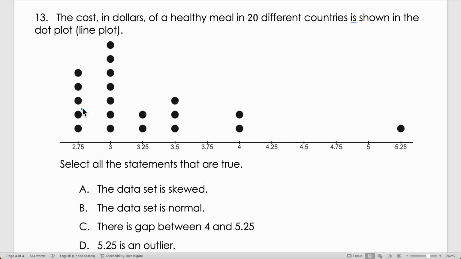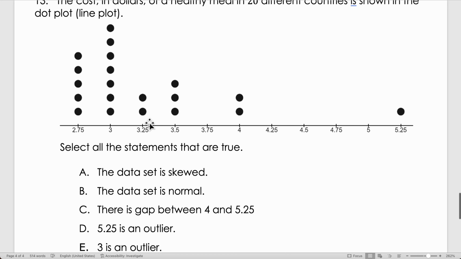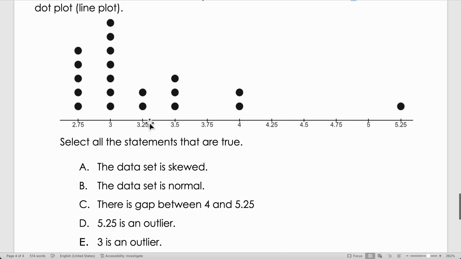There are 1, 2, 3, 4, 5 countries where that's the cost of a healthy meal. For $3, 1, 2, 3, 4, 5, 6, 7 countries where $3 is the cost of a healthy meal, right? So line plots are really easy. They're the last thing you guys are going to make in the unit, but they're refreshingly easy, and we can tell a lot of really good information from them.